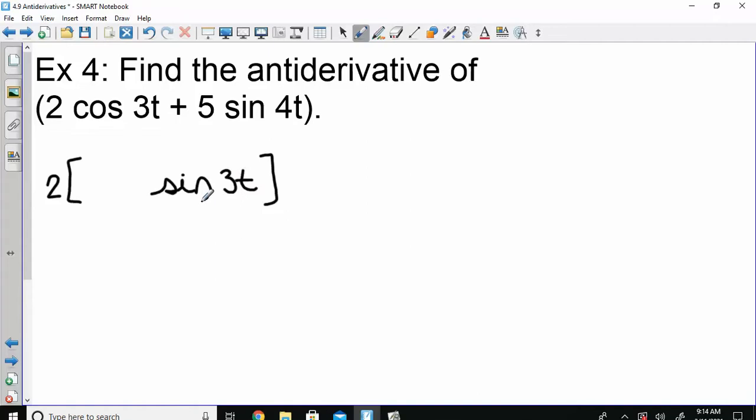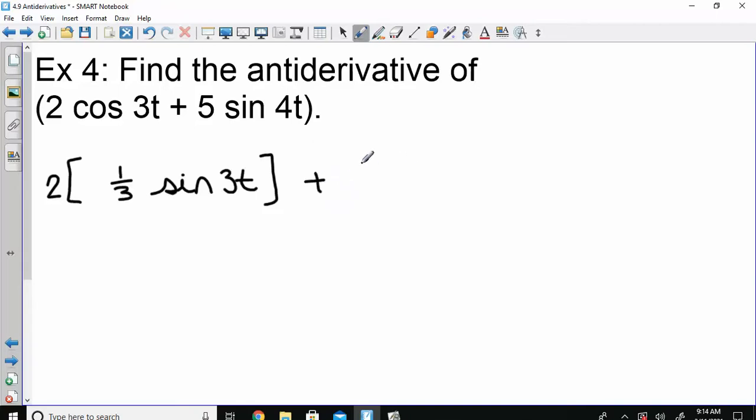Now think about this. When you did the derivative of sine 3t, the sine would become a cosine, the angle stays the same, but then what would you do? You do the chain rule, times the derivative of the angle. What is the derivative of 3t? 3. So what do I need to cancel that out? 1/3. So if we're applying the chain rule, we need to put something to cancel out that number. We need the reciprocal.